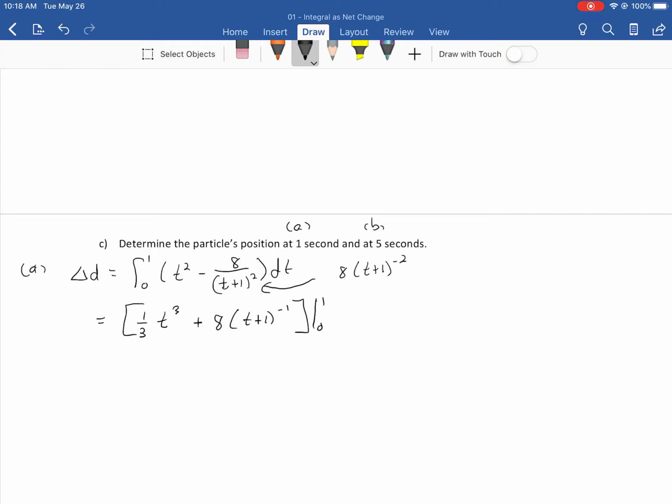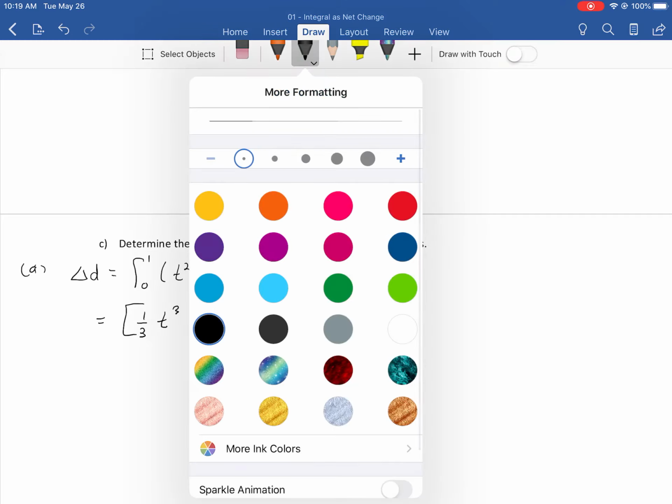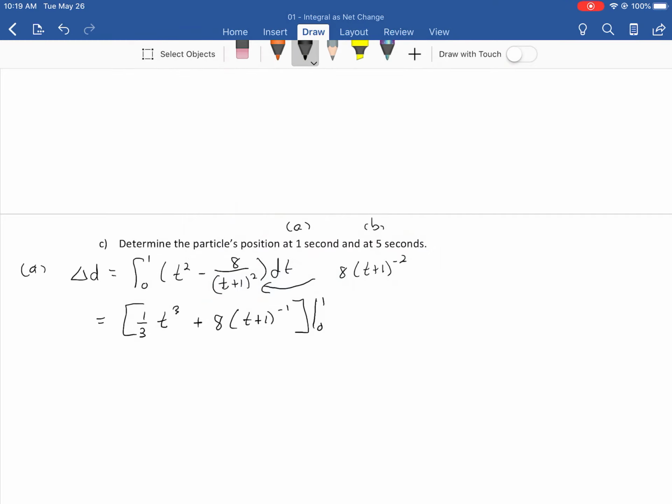And so that's the second part of finding these integrals, is you've got to do two things. You've got to sub in the 1.